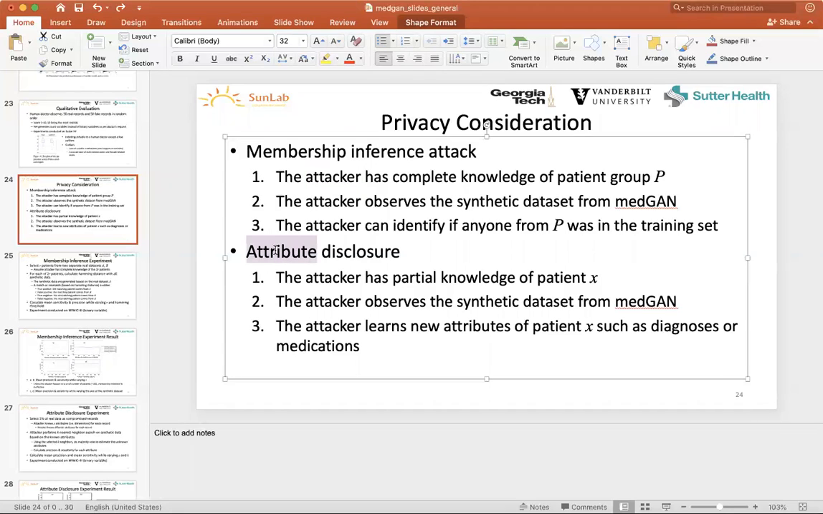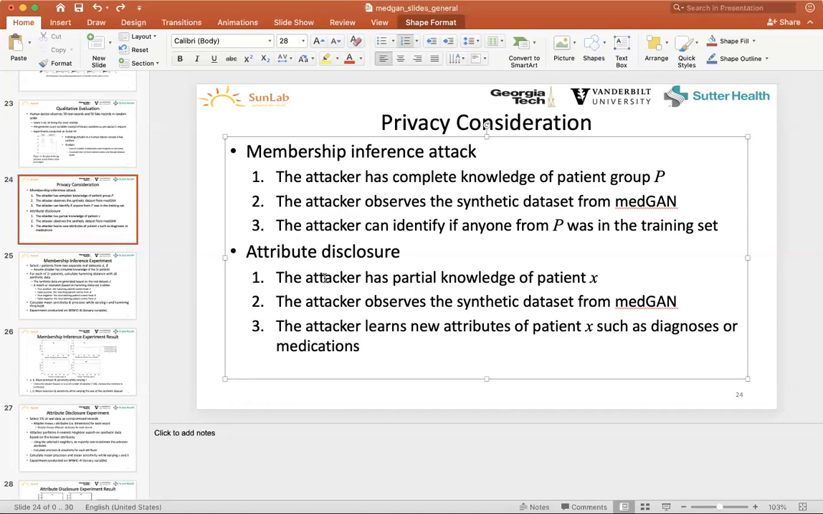Attribute disclosure is way more interesting than the first attack. Here we're assuming that the attacker has partial knowledge of a specific patient. For example, I know patient John is suffering from, maybe, hypertension or kidney disease or heart failure. Looking at the synthetic data set generated from MedGAN, can the attacker fill in the lacking knowledge on the specific patient X?